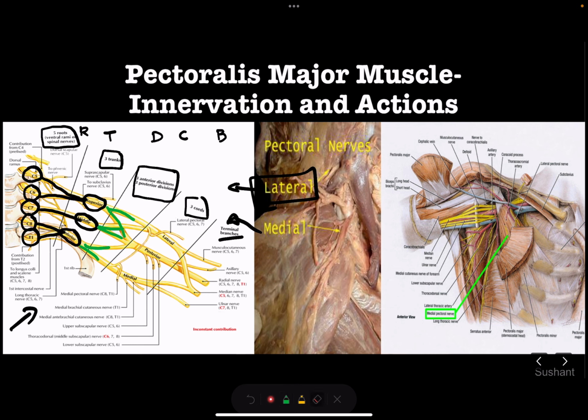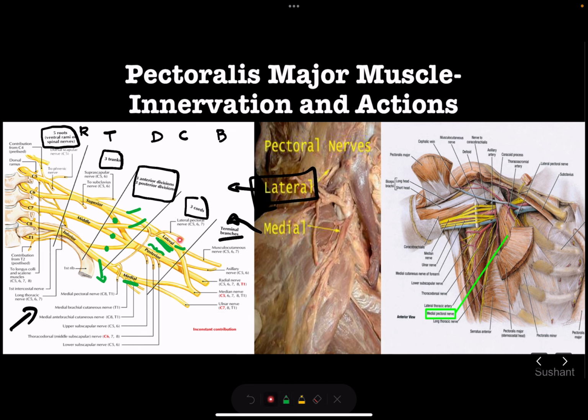After forming the divisions, they come together forming the cords. Here we can see the lateral cord, which is formed by the joining of the anterior divisions of the superior and middle trunks. The anterior division of the lower trunk continues to form the medial cord. The posterior divisions of all three trunks come together to form the posterior cord. Right.